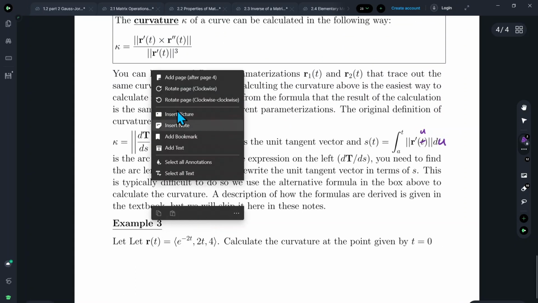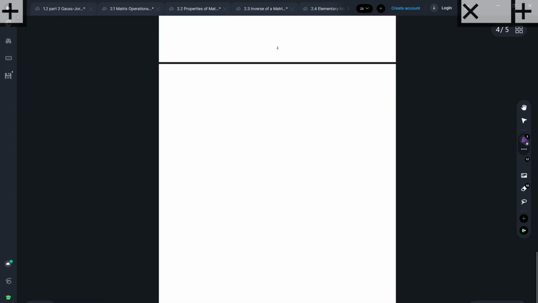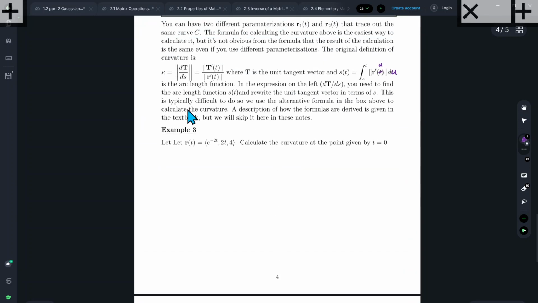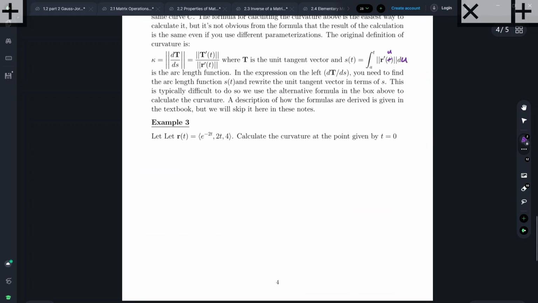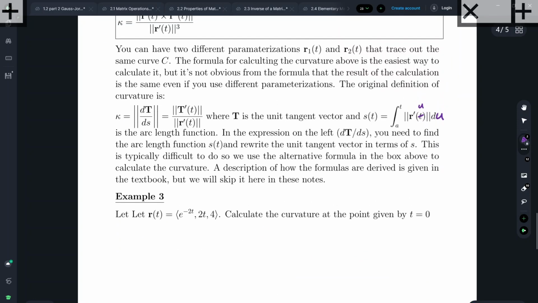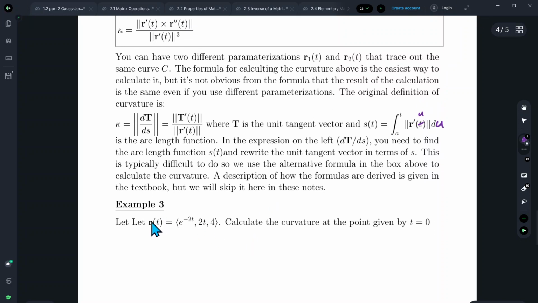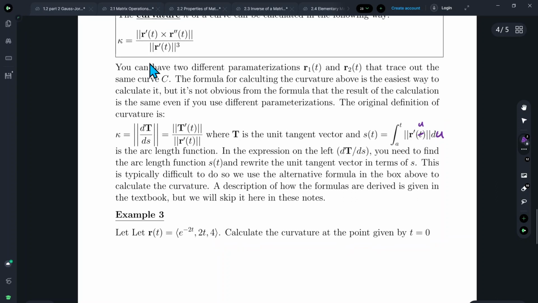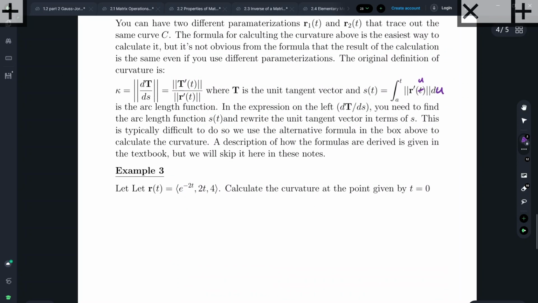Let me add another page after this, because probably this is not enough space to set up the calculation. Okay, so this is my curve, r of t. In the curvature formula, we have to calculate both the first and the second derivative. It also involves a cross product, and we have to calculate some magnitudes also. So there's quite a bit involved in the calculation. Let's first start off by calculating the first and the second derivative.